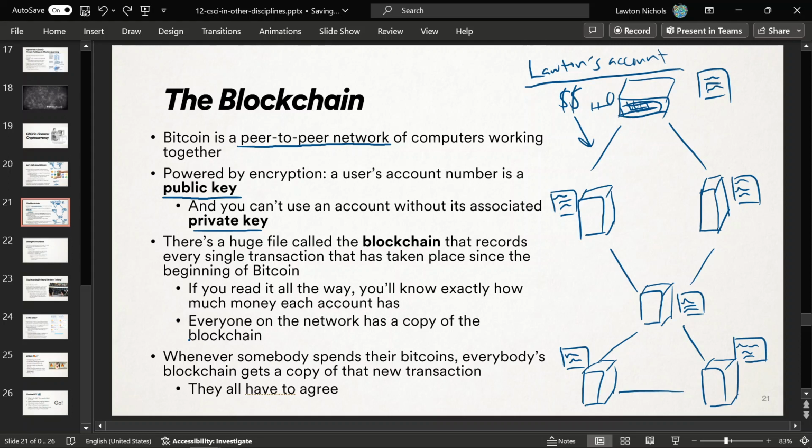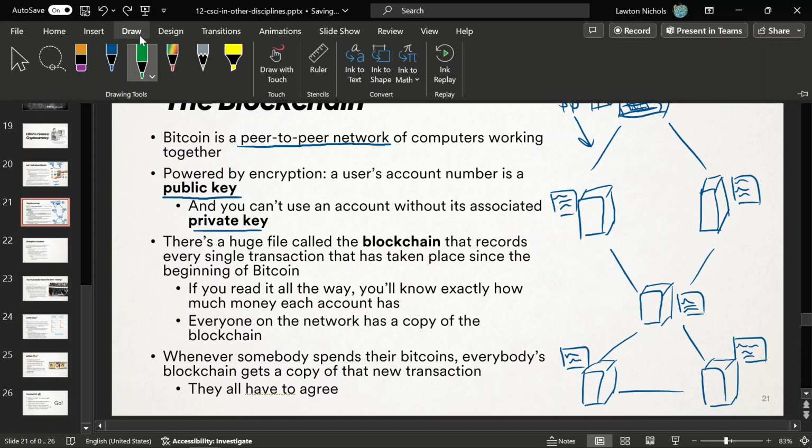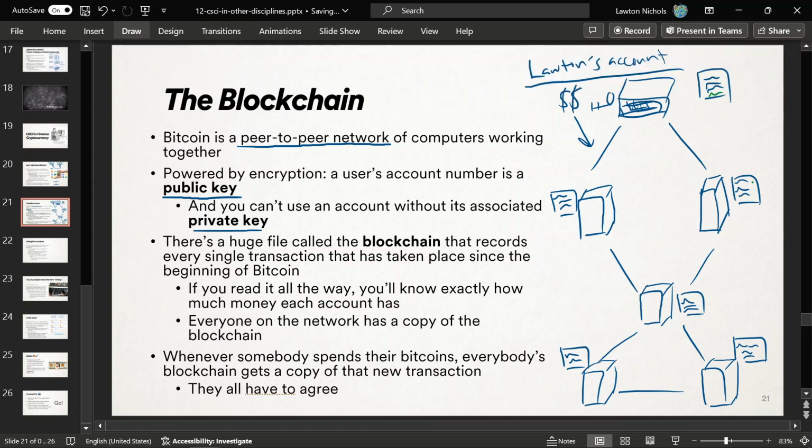And so if I want to spend money, I sign with my private key, I want to spend some of my Bitcoins. When somebody spends their Bitcoins, everybody's blockchain gets a new line at the end of it. It's like Lawton sent some of his money to this account, or this account sent this much money to this other account. They don't know that's mine, right? They're all adding this line to the bottom of their blockchain. And they're all trying to agree on that. They're like, oh yeah, Lawton does have that much money to spend. Cool.